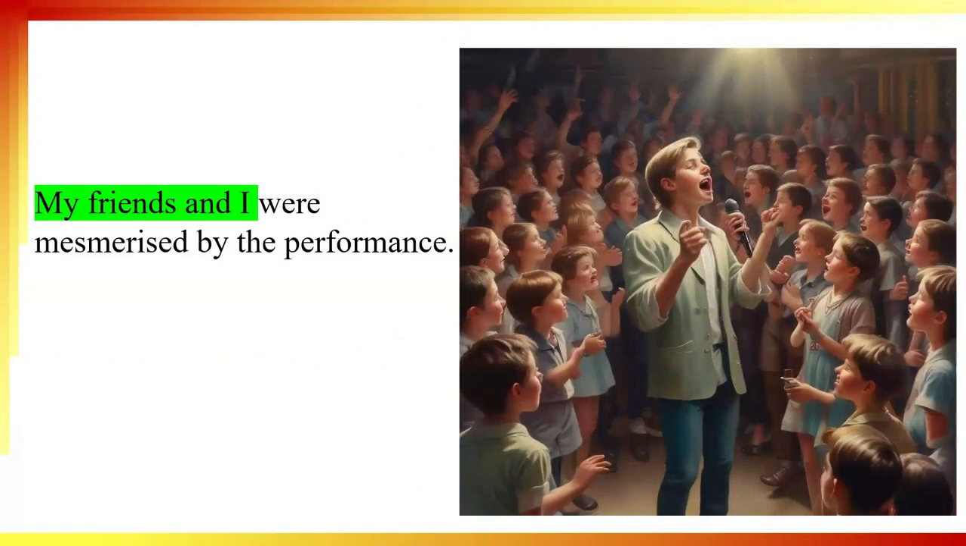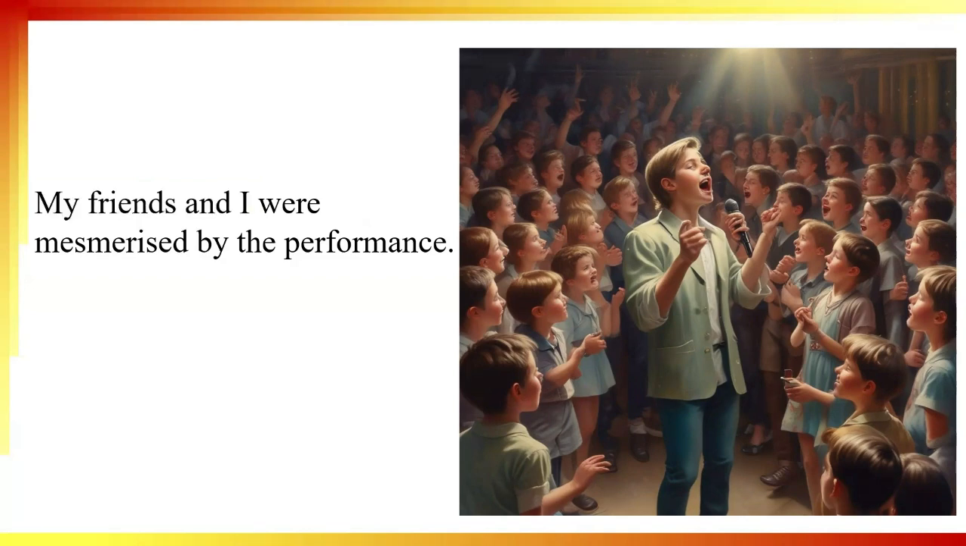Let's have a look at this example. My friends and I were mesmerized by the performance. Now, the word mesmerized simply means completely enchanted or fascinated. But please note the order in which it's written. It's my friends and I, and you cannot reword it as I and my friends. Why? Again, the same logic. I happens to be the first person pronoun, so it should come after my friends.